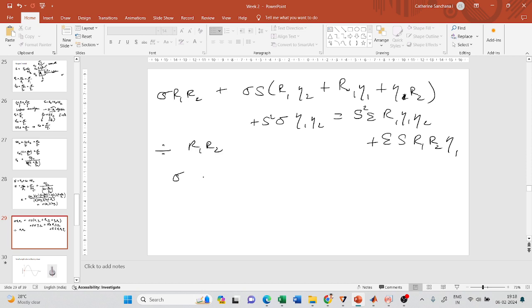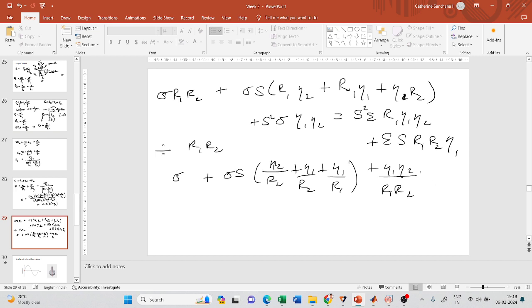Okay, so when you do this, you will get sigma into sigma s, eta 2 divided by R2 plus eta 1 divided by R2 plus eta 1 divided by R1 plus eta 1, eta 2 divided by R1, R2 sigma s square is equals to epsilon s square eta 1, eta 2 divided by R2 plus epsilon into s into eta 1. Now, what did you do?